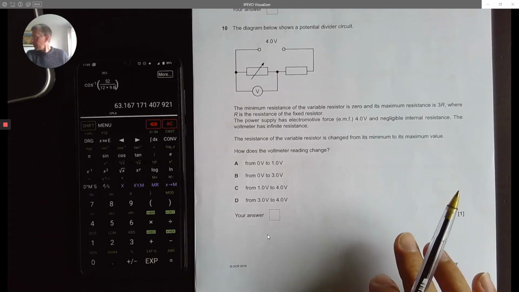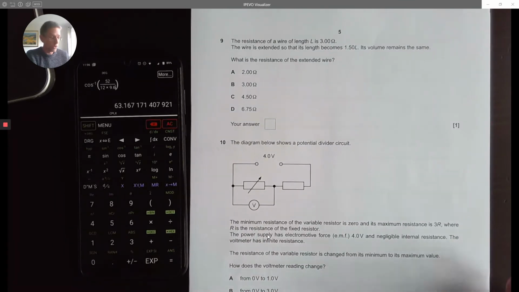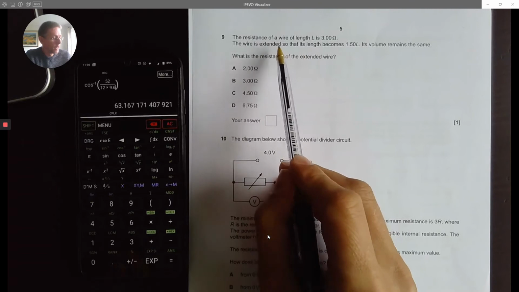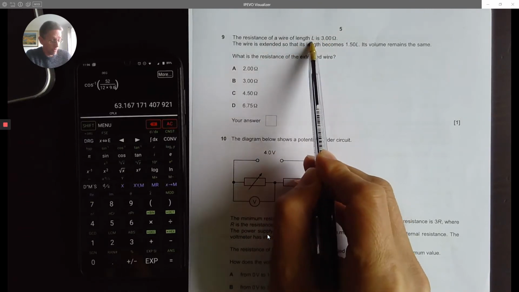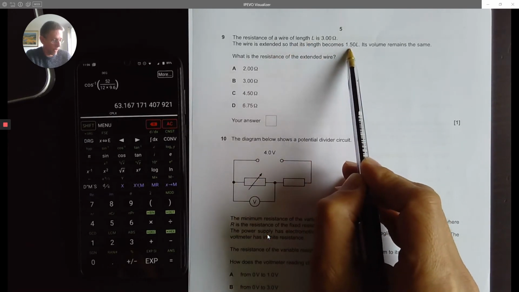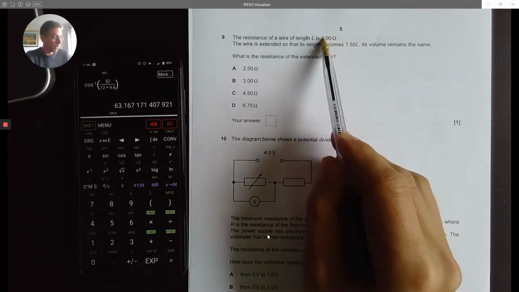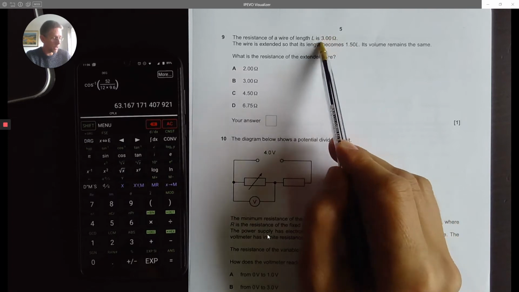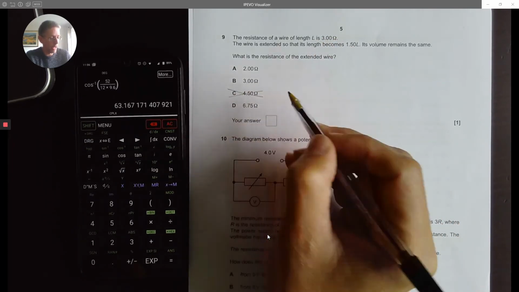Okay, this is the first question of the ones I marked that loads of you got wrong. So you just need to be a bit careful here. The resistance of the wire is 3 ohms when it's of length L, but then the wire is stretched out so that it's 1.5 L. Lots of you just thought, well, it's resistance per meter, it's got 1.5 times longer, so the resistance got 1.5 times bigger, and you put C, but that is not the right answer.